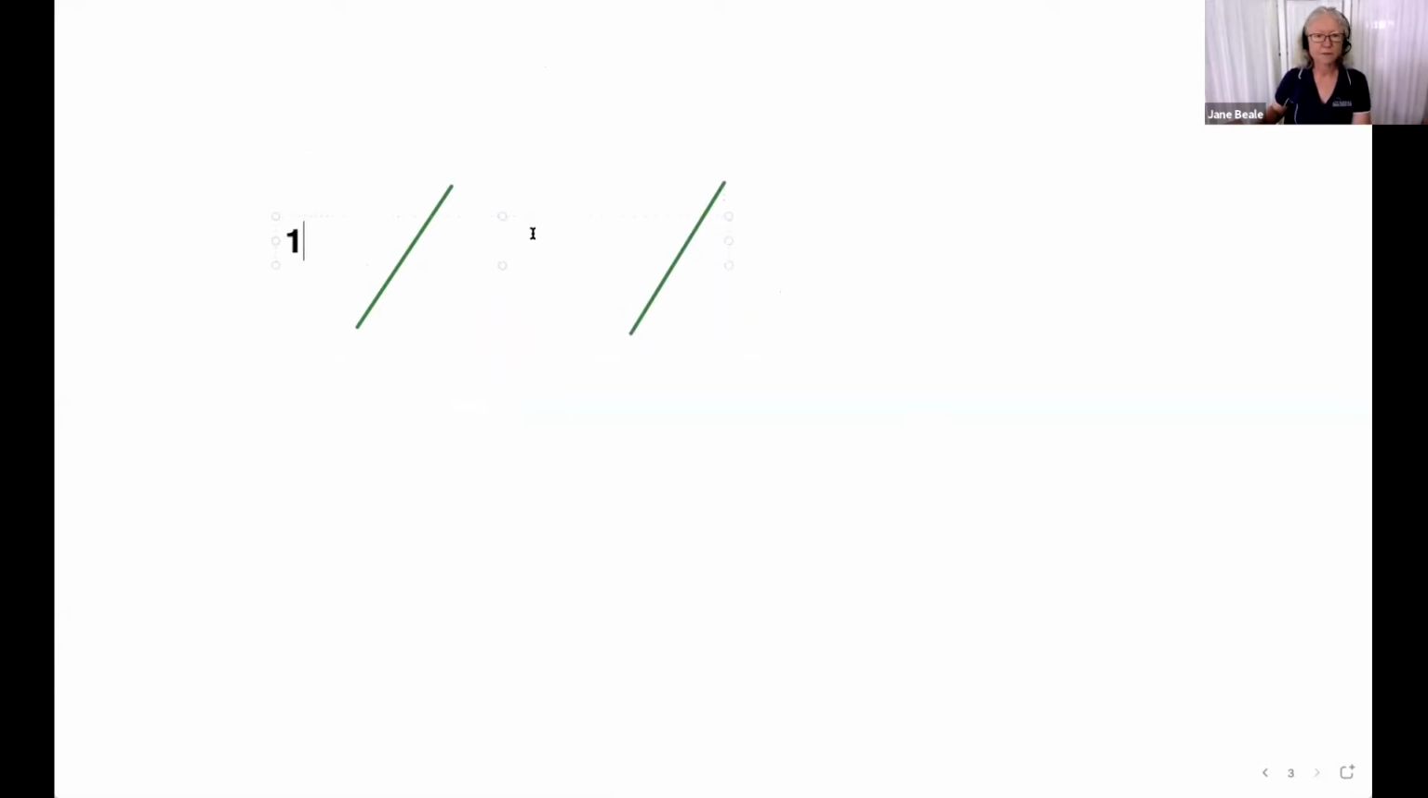1, 2, 3. Okay, get the idea? So if it's a 3-syllable word, I just need 2 slanty lines or 2 slashes. If it was a 4-syllable word, could you just draw on your page what you would put if you're preparing for a 4-syllable word like kookaburra? See if you do the same as me.